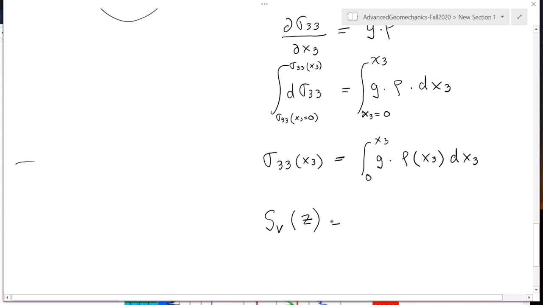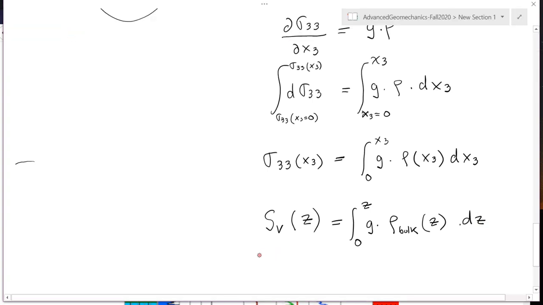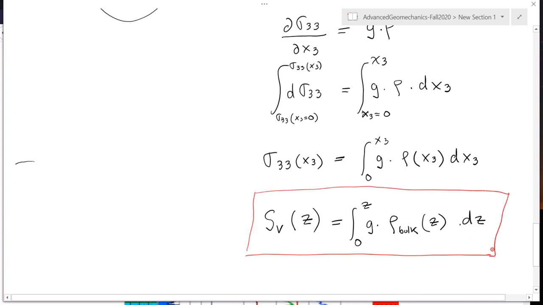The vertical stress as a function of depth is going to be the integral from 0 to the particular vertical depth that you're considering of G times the bulk density of the rock, that includes everything, minerals, fluids, everything, as a function of depth, integrated with depth. And this is the general equation for calculating vertical stress in the subsurface, and we derived this one from the Cauchy's equilibrium equation. This is just one easy solution for that.